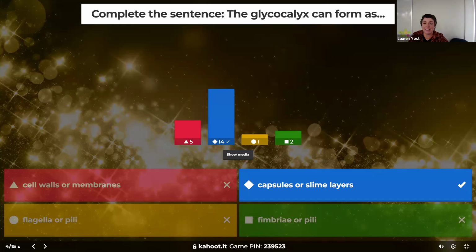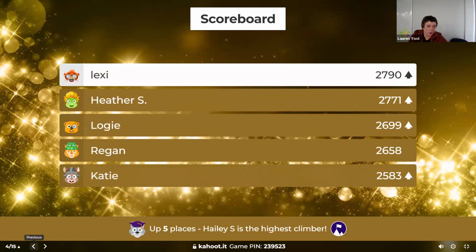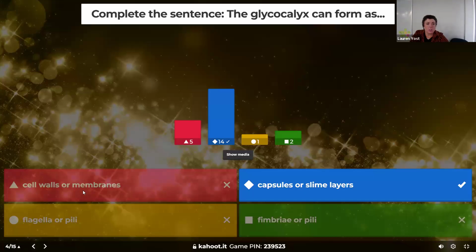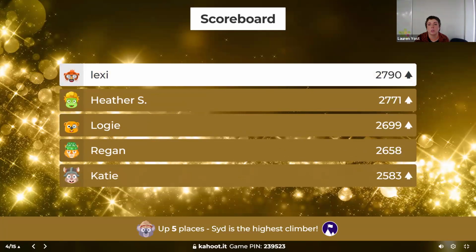All right, so the glycocalyx is the capsules and the slime layers, those sugary coatings. Glyco referring to sugars, calyx coating. If we were going to go back to the question again, the cell walls and membranes, those are going to be part of the cellular envelope, not the glycocalyx. That's a separate structure. Flagella, motility. Pili, connecting and transferring things between cells, whereas the fimbriae are for attachment, and again, pili transferring between cells.